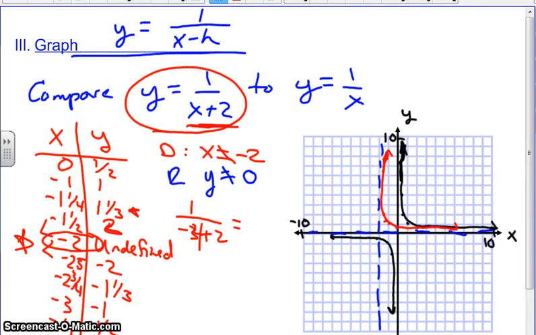So we plug in -2.5 and we get -2. -2 3/4, we get -1 1/3. -3, we have -1. This is probably easier to do on paper than it is on this thing. Anyway, -4, we have -1/2. 1, 2, 3, 4, -1/2. There you go.